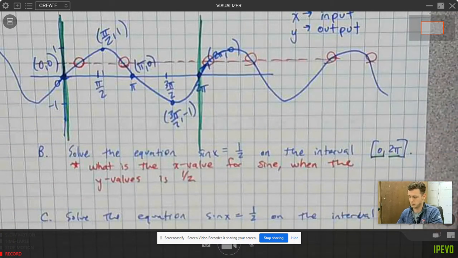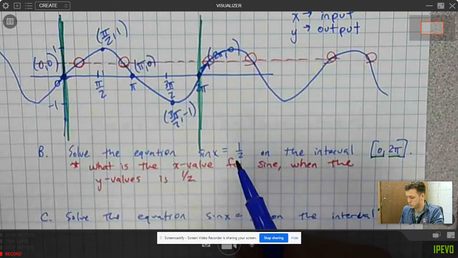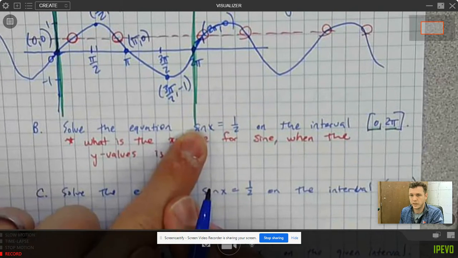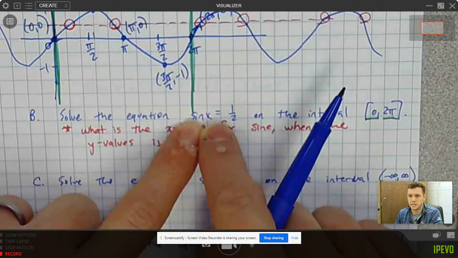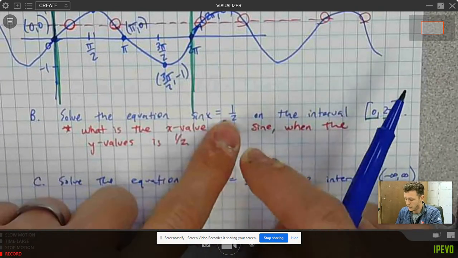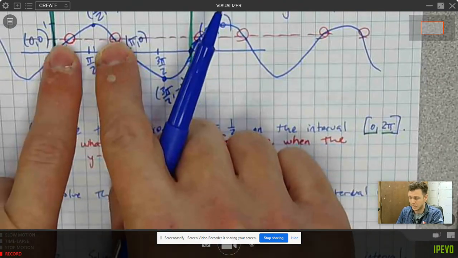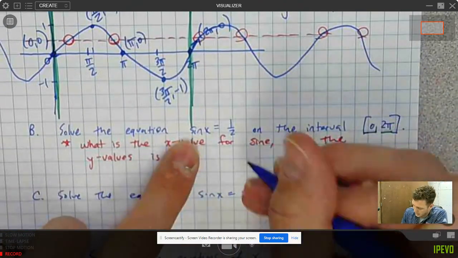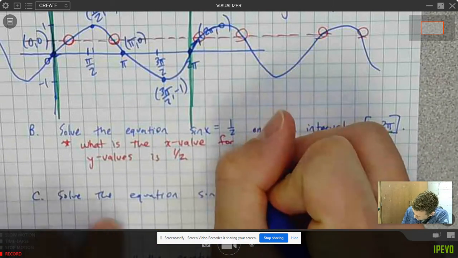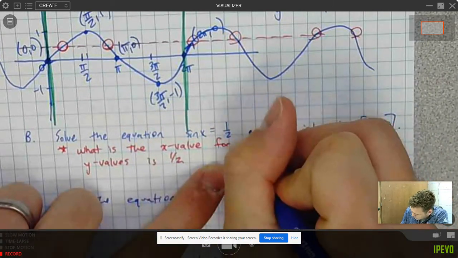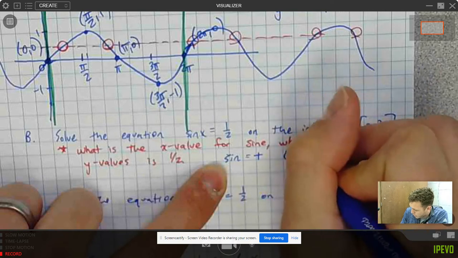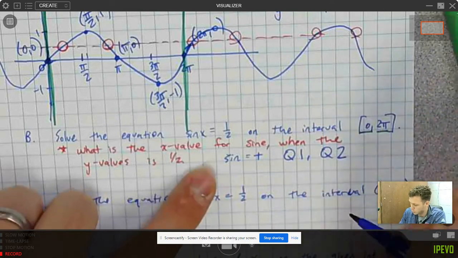So what we want to think of is where on the circle is sine of x equal to 1/2? Here we know that there are 2 values. We know sine is positive in quadrant 1 and quadrant 2. So what angles give us a sine value of 1/2?